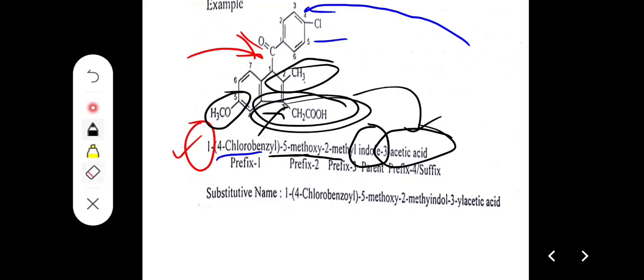So overall we term it 1-(4-chlorobenzyl)-5-methoxy-2-methyl indole 3-acetic acid. We can say the substitutive name is 1-4-chlorobenzyl-5-methoxy-2-methyl indole-3-acetic acid.